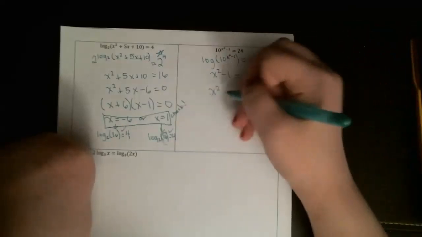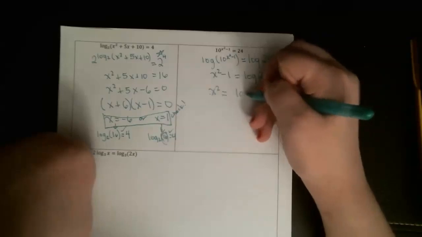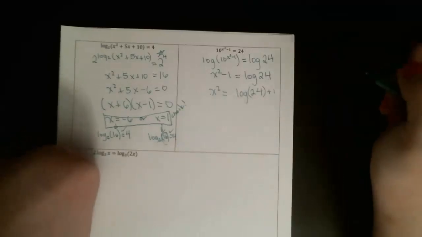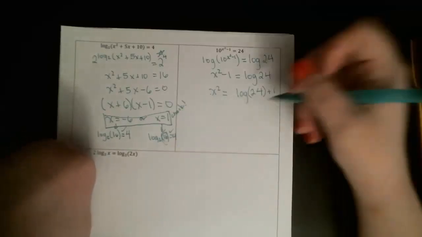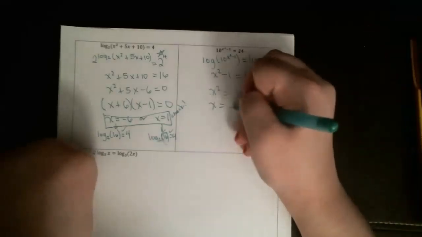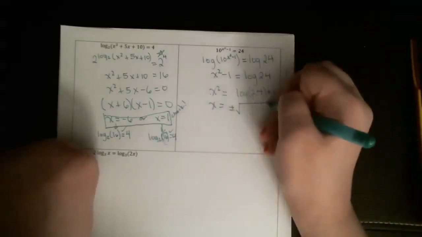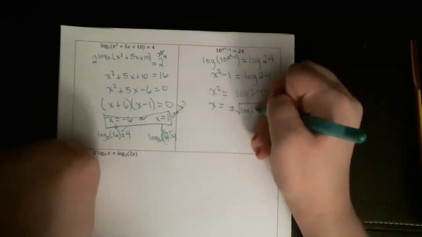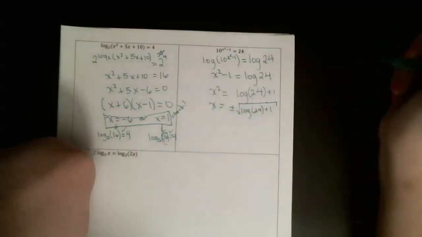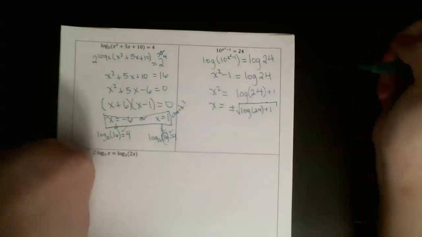What I'm going to do is add the 1. Be really clear here that you cannot add it to the 24. The 24 is stuck inside of the log, so you'd have to take the log before you can add. And then we can square root both sides. Don't forget your plus or minus. And there are 2 possible answers.